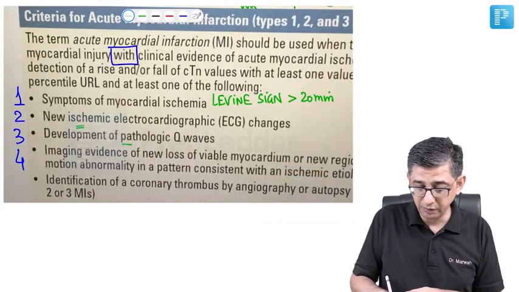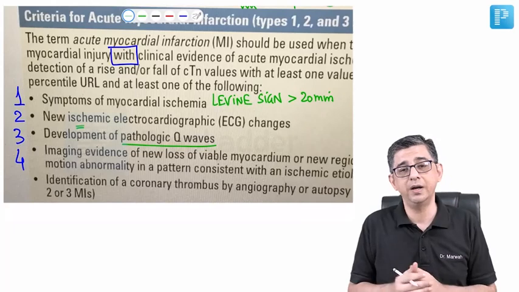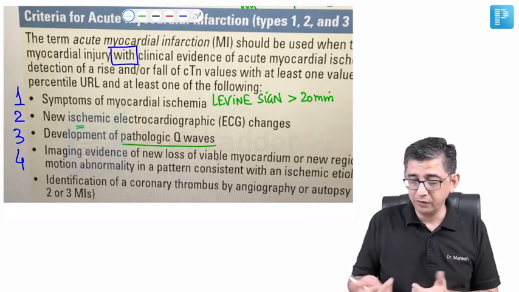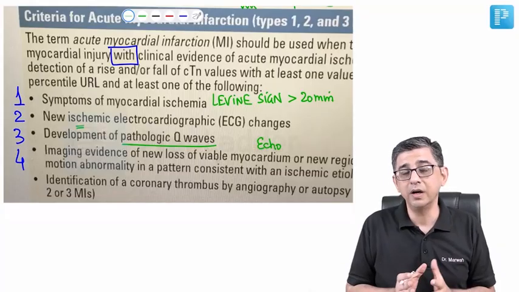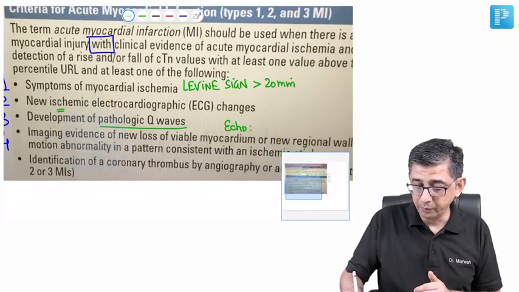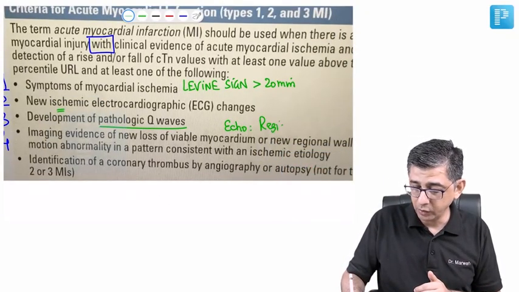Or as I told you, there is development of capital Q waves, which would be written as pathological Q waves. And nowadays, anyway, we would have echocardiography also available. So echocardiography might be revealing the presence of a regional hypokinesia.